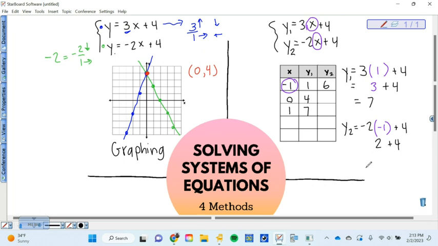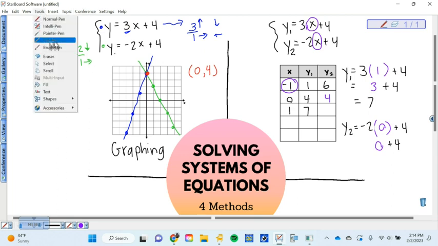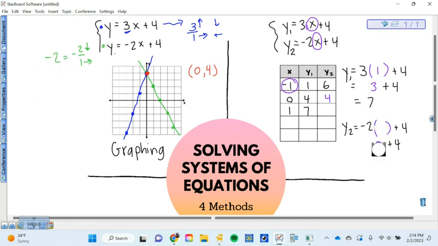Okay. Now if I plug in 0 for x, I get negative 2 times 0 is 0, plus 4 is 4. And then finally, one more. If I plug in 1 for x, what's negative 2 times 1? Negative 2. What's negative 2 plus 4?